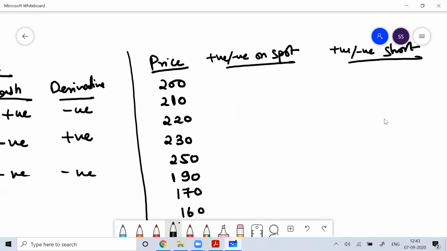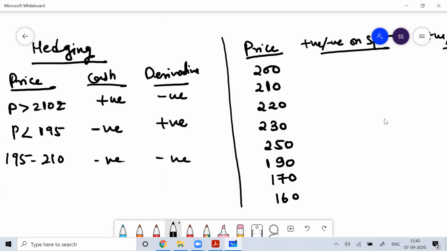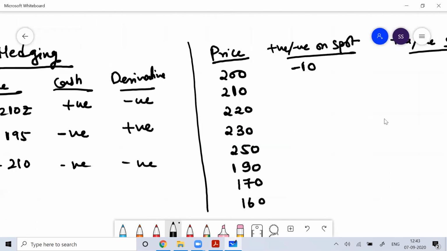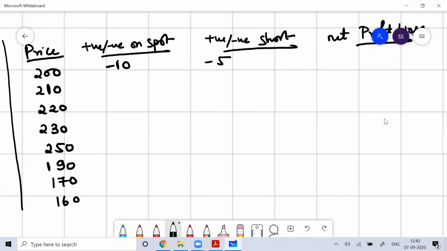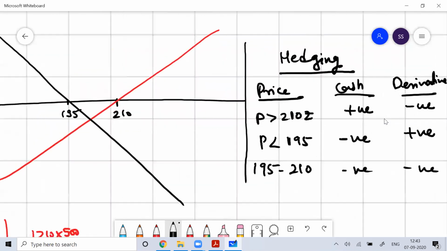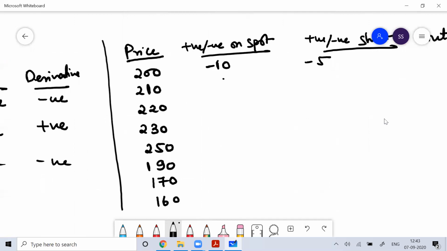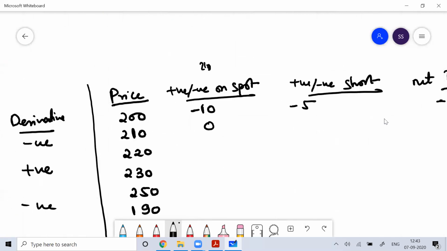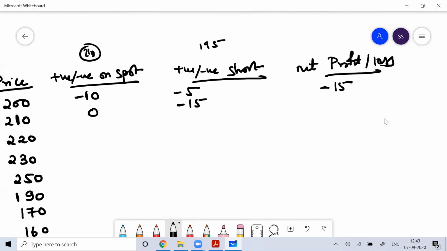If it becomes 200 rupees, you get a loss of 10 rupees from the spot market, and then you have shorted at 195, so you get a loss of 5 rupees from the derivative market. Overall you get a 15 rupees loss. Then 210 rupees: from 200 to 210 you only keep a long position, so this is zero. Better let me write 210 and here 195. You shorted at 195, so you got a loss of 15 rupees here. Overall you get a loss of 15 rupees.